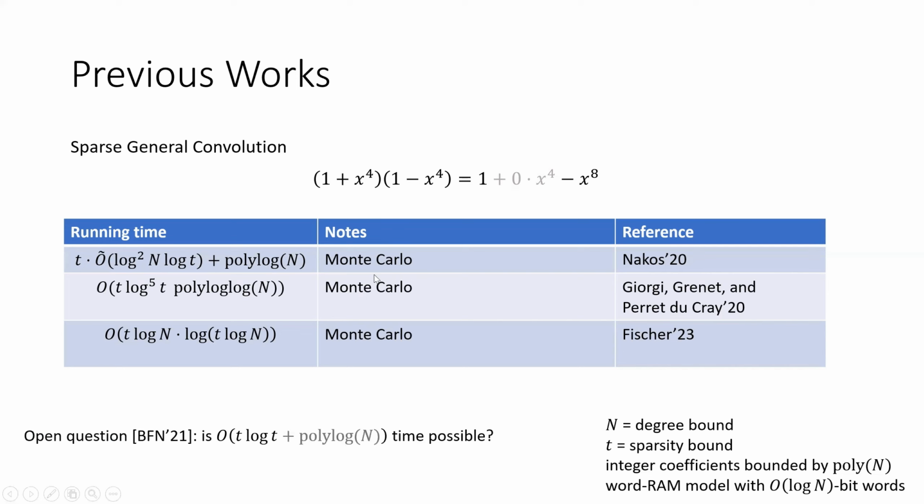And an open question asked by the previous work is whether we can achieve T log T time for sparse general convolution, with possibly an additive term of polylog n.